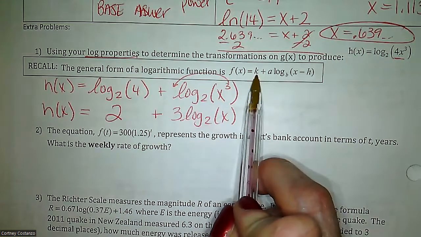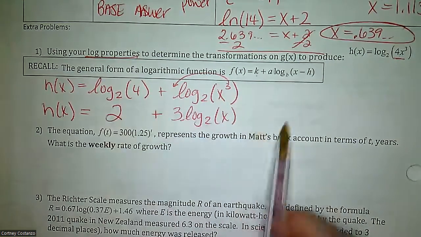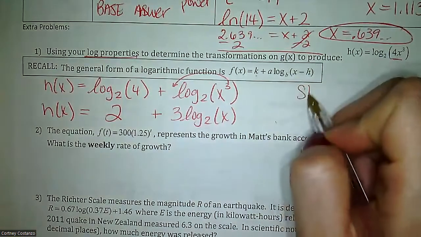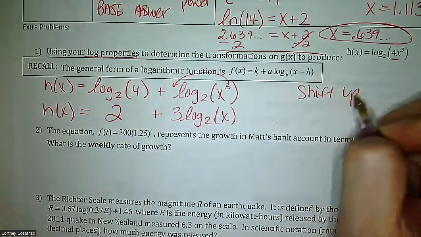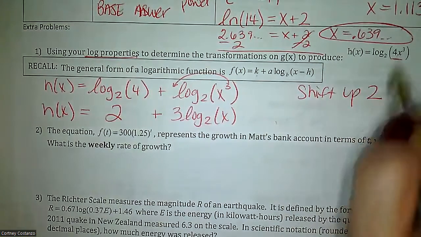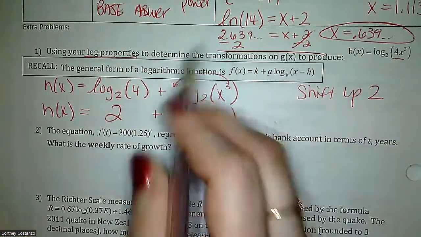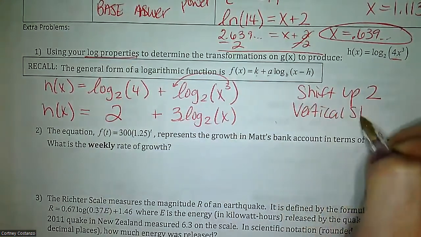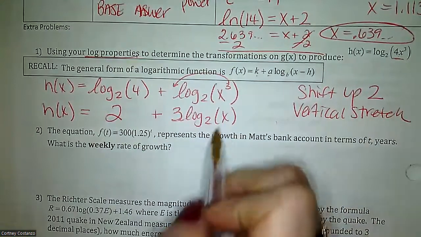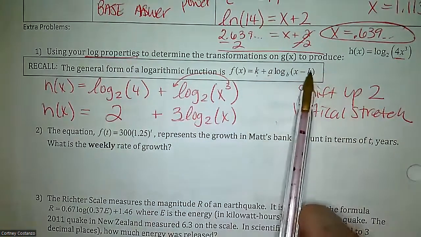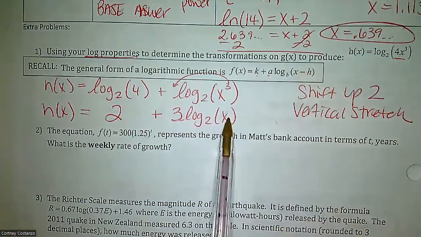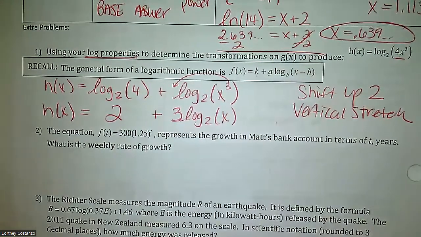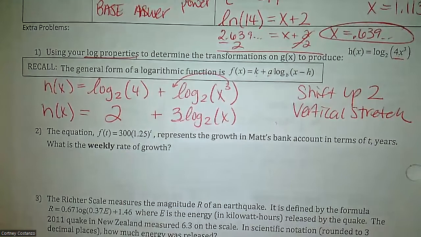If there's something adding or subtracting in front or at the end, really, that's going to be a vertical shift. In this case, up 2. If there's something out front where this A is, which in this case we have a 3, that's going to be a vertical stretch. What we don't see here is if there's something shifted on the inside with the x, which we don't have, that would be shifting it left or right. And that would be telling us whatever our asymptote is.